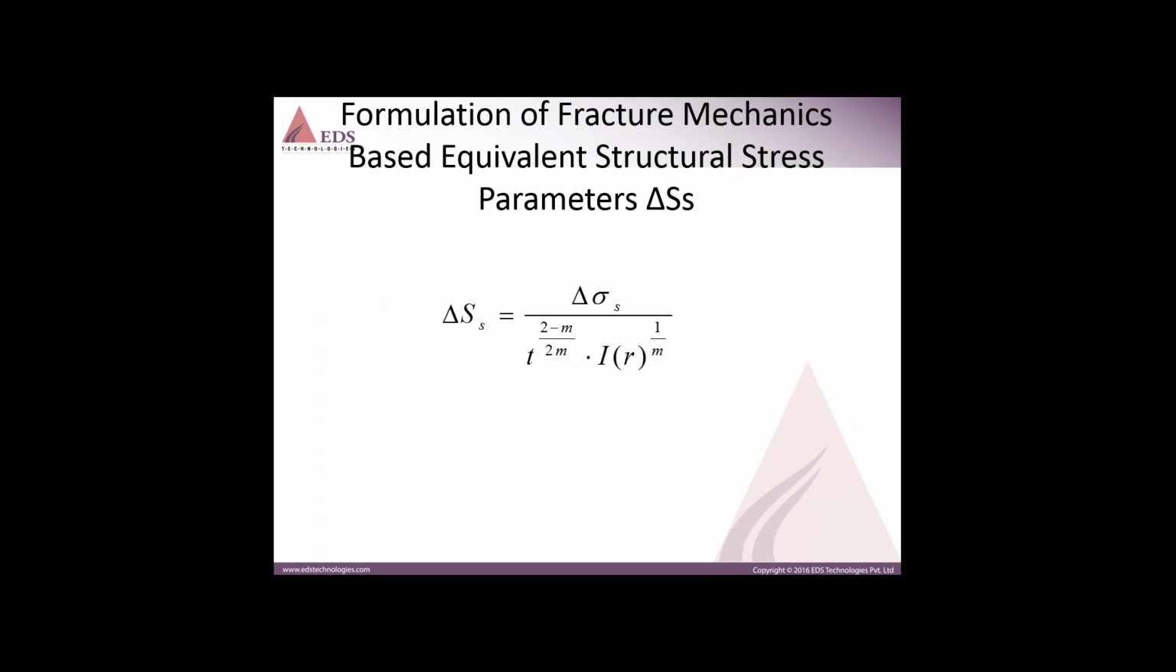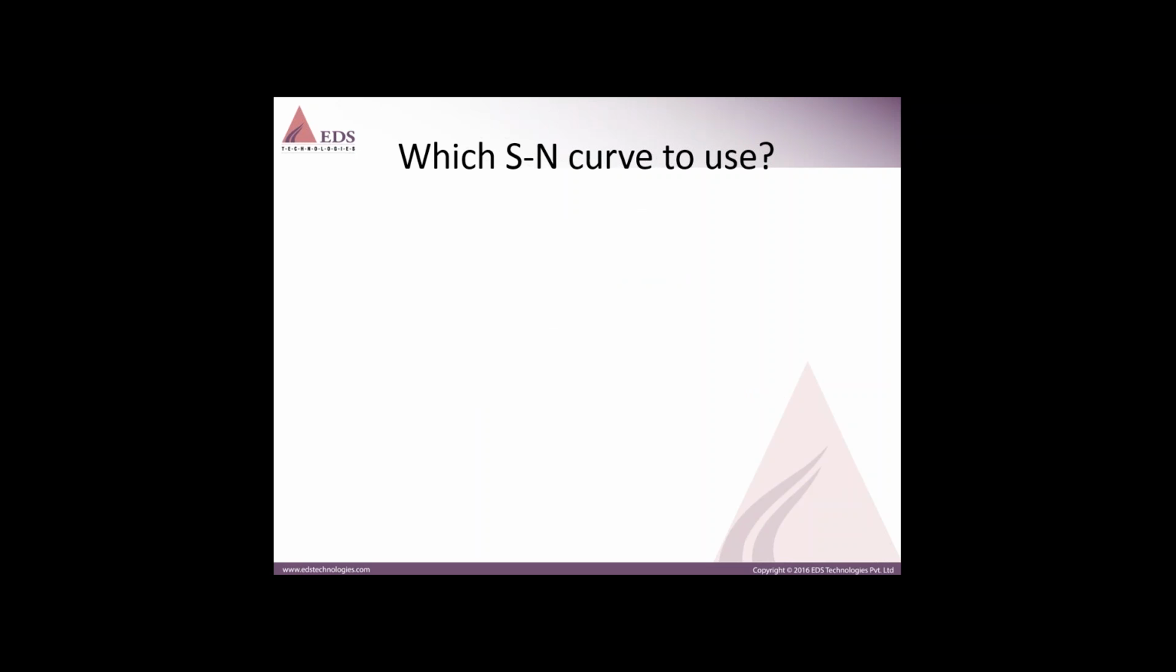So we now have a formulation of a fracture mechanics based equivalent structural stress parameter, or delta S. This consists basically of three main components. One is a stress concentration effect, then we have a thickness effect, multiplied by a loading effect or loading function. Here we have R, which is a ratio of membrane stress to that of the total stress of the system. So which SN curve to use?